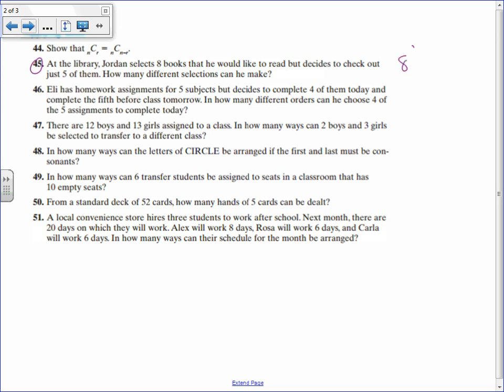So this is going to be 8C5, which we will put in our calculators, and this will be 56. There are 56 different selections that he can make.